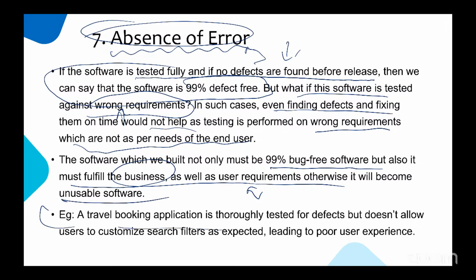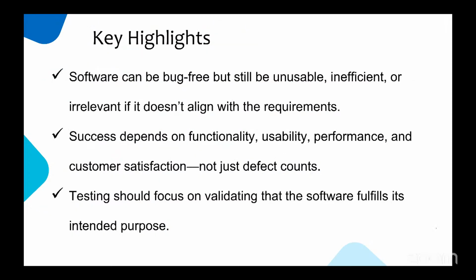Example: a travel booking application thoroughly tested for defects but does not allow the user to customize search filters as expected, leading to poor user experience. So software can be bug free, but still it is unstable, inefficient, and irrelevant if it doesn't follow the requirement. Success depends on functionality, usability, performance, and customer satisfaction. Don't always focus on defects.